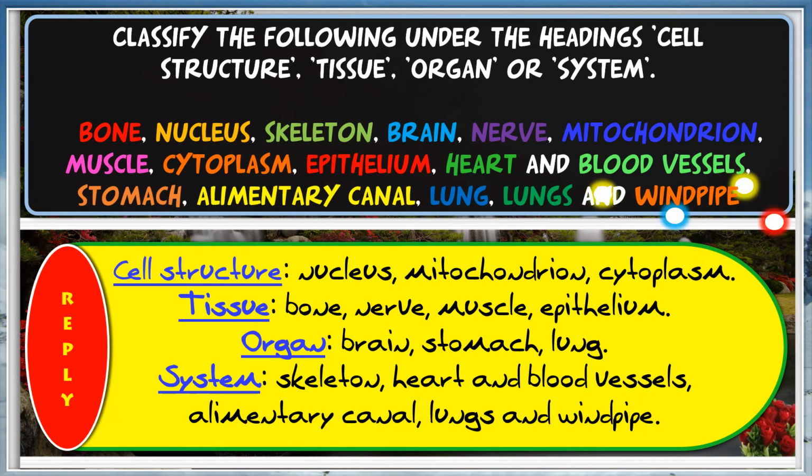Cell structures. We have nucleus, mitochondria, and cytoplasm. Tissues. We have the bones, nerve, muscle, epithelium. Organs. We have the brain, stomach, and lungs. System. We have the skeleton, heart and blood vessels, alimentary canal, lungs, and windpipe.